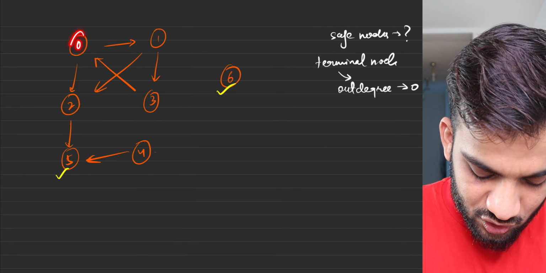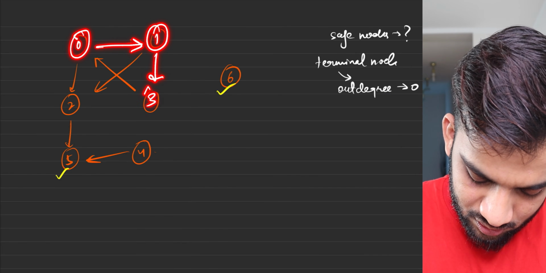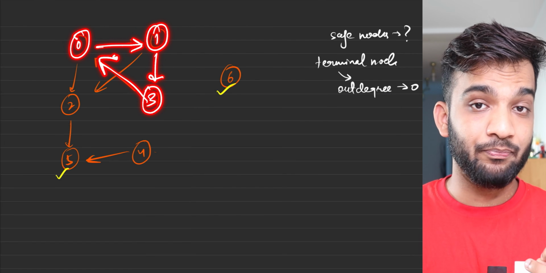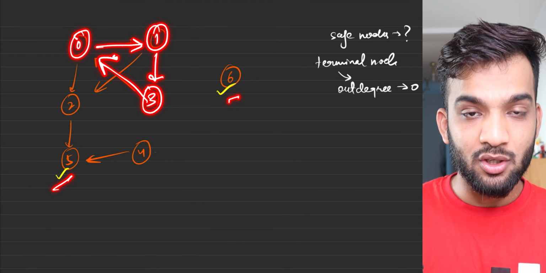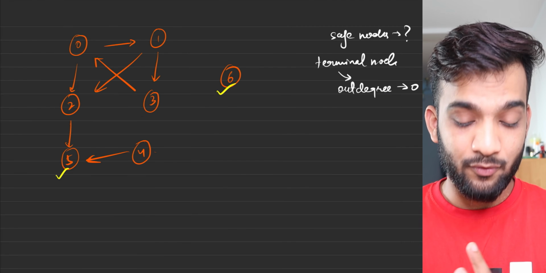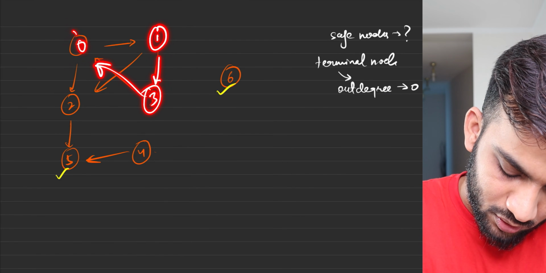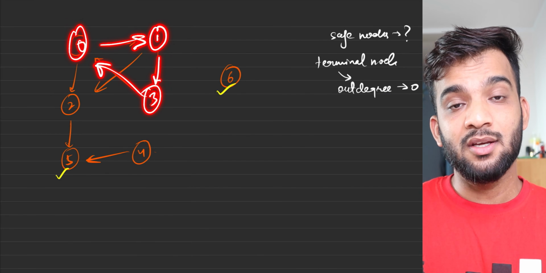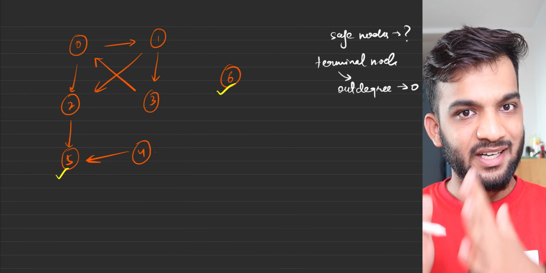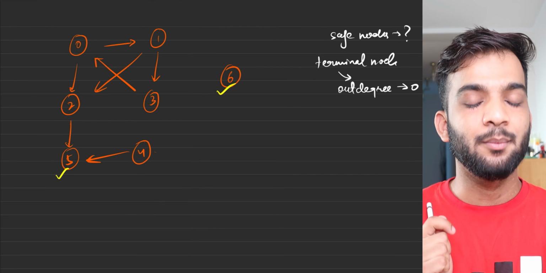So let's start with 0. Let's figure out the first path: 1, 3. It redirects me back to 0, not to any of the terminal nodes. So 0 cannot be called a safe node. Let's try out 1. 1 goes to 3, 3 goes to 0, 0 comes back to 1. So 1 also cannot be a safe node, because it comes back to itself. All the paths do not end up at a terminal node.